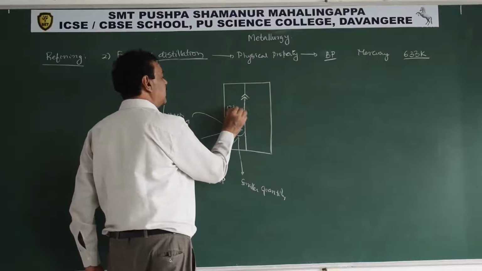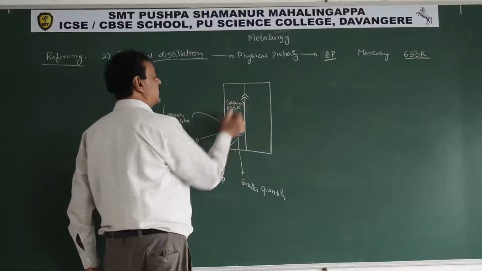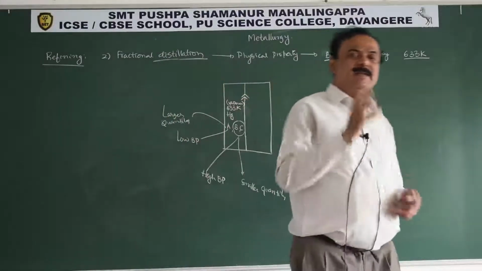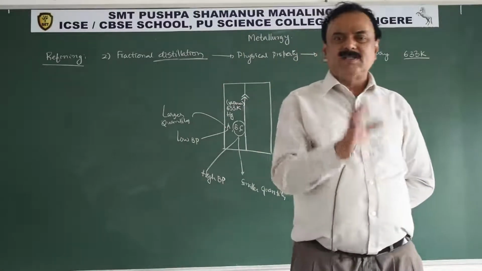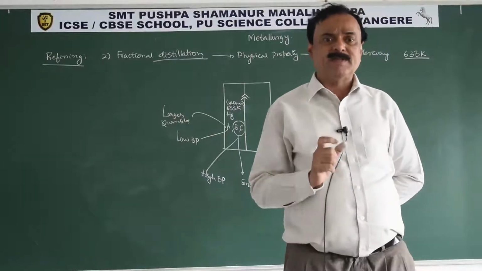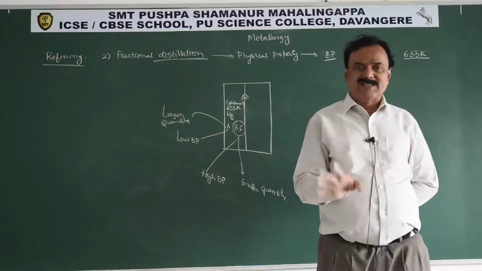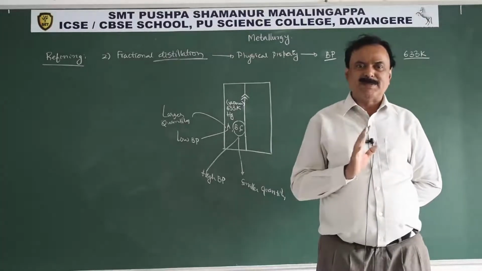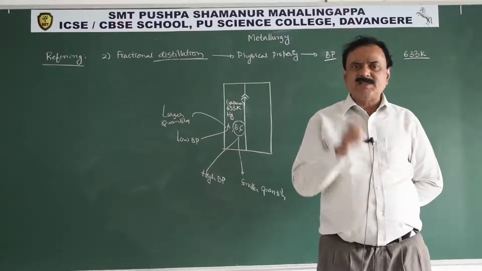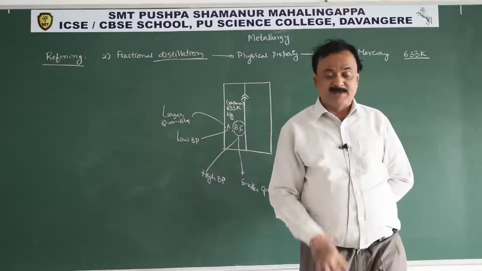At 633 Kelvin, mercury is in the vapor phase. Above the boiling point of any substance, the substance exists in the vapor phase. Therefore, in the extraction of mercury, the mixture is associated with many impurities, like cadmium as an impurity, zinc as an impurity.